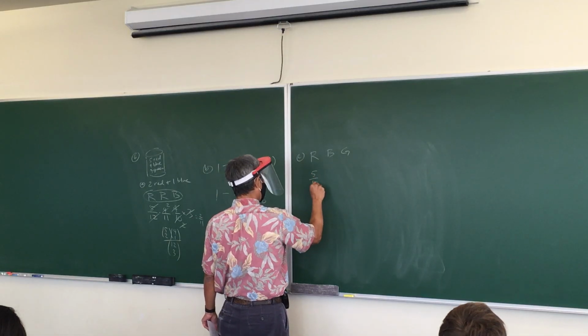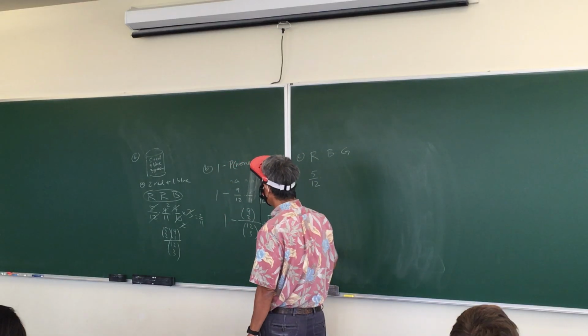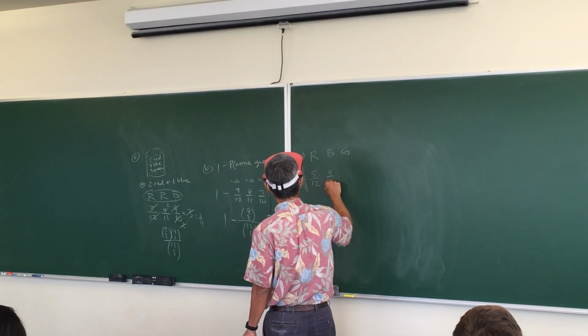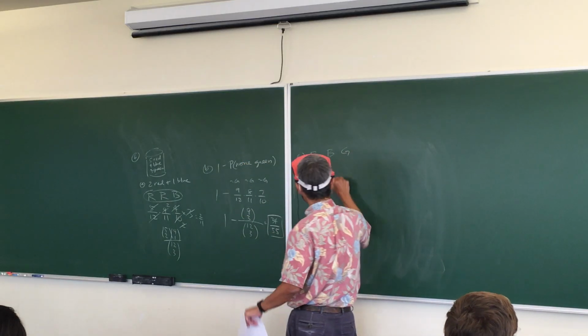5 out of 12. Put the marble back in. What's the probability of pulling out a blue? 4 out of 12. Put the marble back in. What's the probability of pulling out a green?